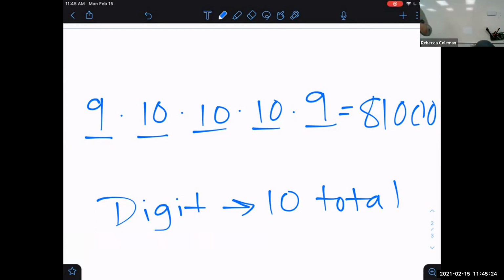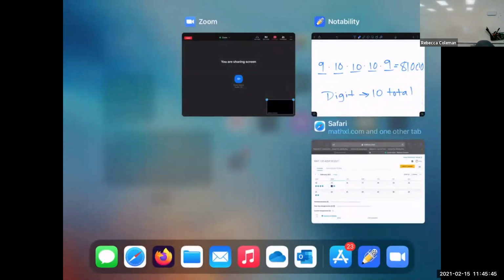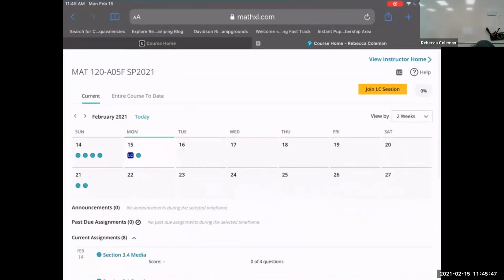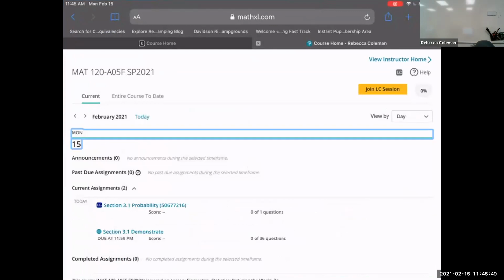All right, so because we didn't get to this last part last class, I did push your homework out to the end of the day today. Hopefully you've been able to complete most of it, but I wanted to make sure we had a chance to at least touch on this. Any other questions from section 3.1? Let me make sure I did fix that due date. Yeah, so you should see your 3.1 homework. Your demonstrate homework is now set to be due tonight versus last night.